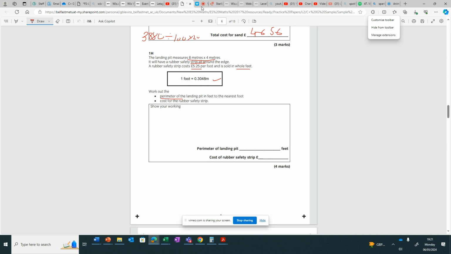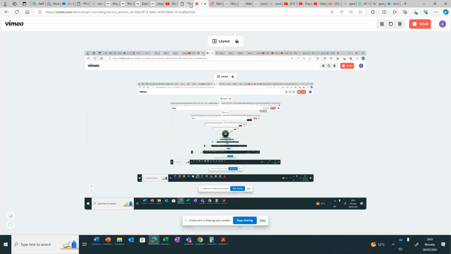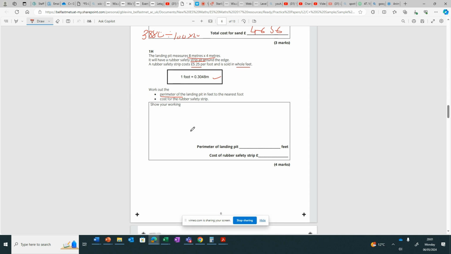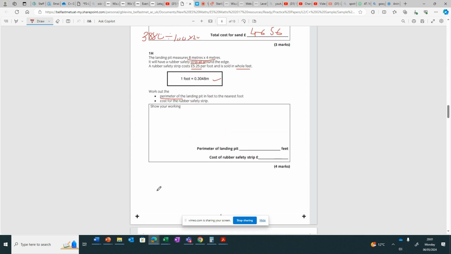So we need to work out the perimeter of the landing pit. And it's a rectangle. It's 8 by 4. So 8 plus 8 is 16, plus 4 is 20, and 4 is 24. So the perimeter is the distance around the outside. We add up all the sides. So it's 24 meters, but it wants the perimeter in feet.